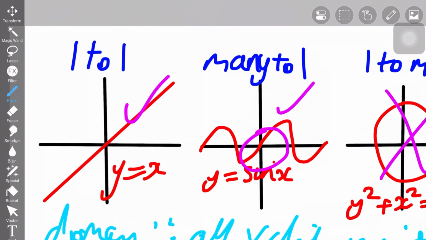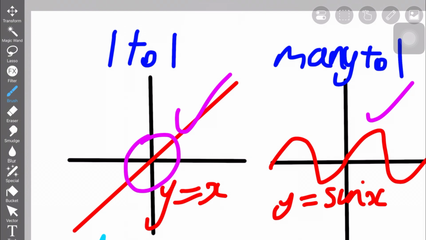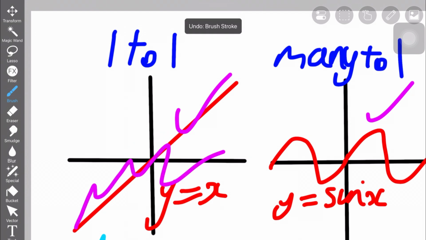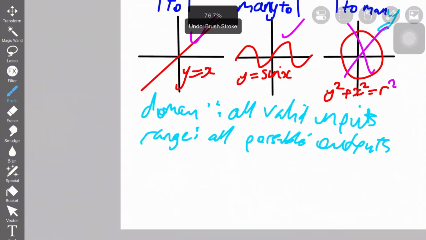Y equals sine of x is a function because every input has exactly one output that comes out of it, and y equals x is a function because every input has exactly one output that comes out of it.